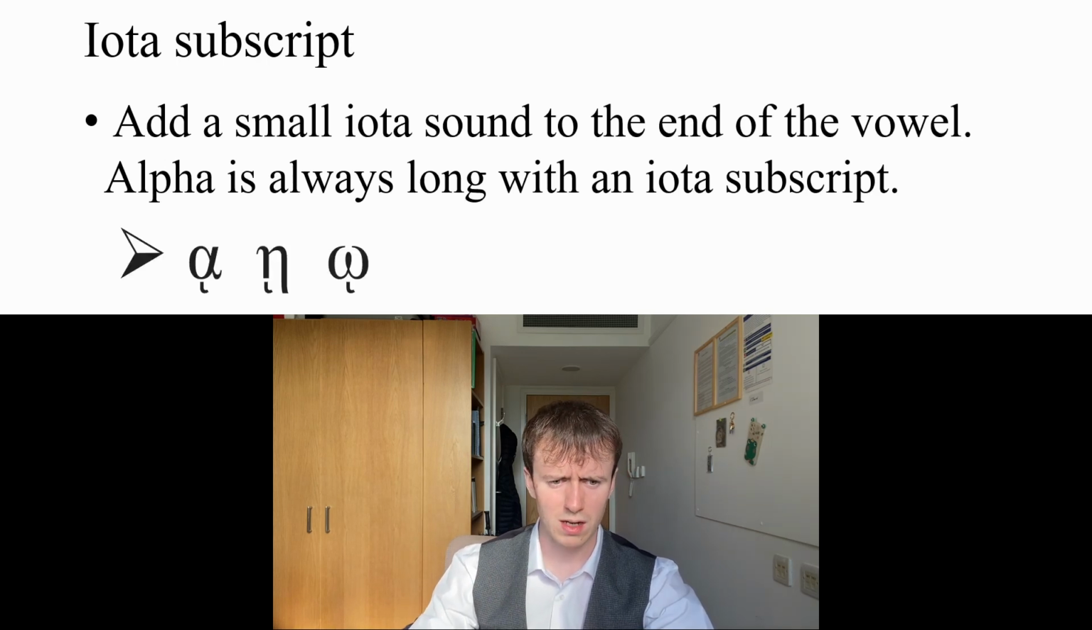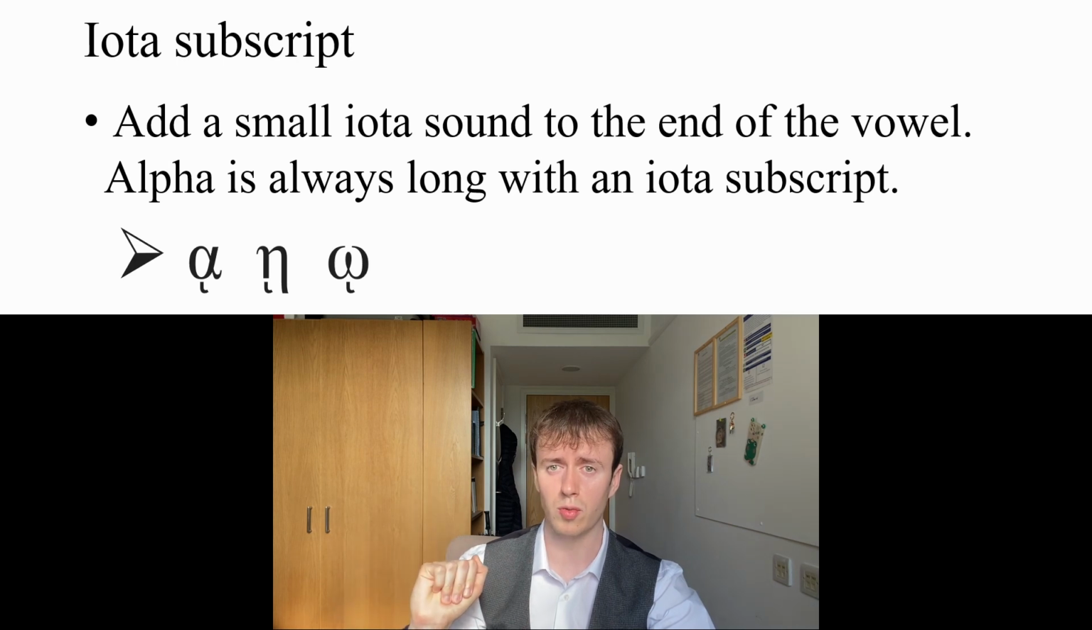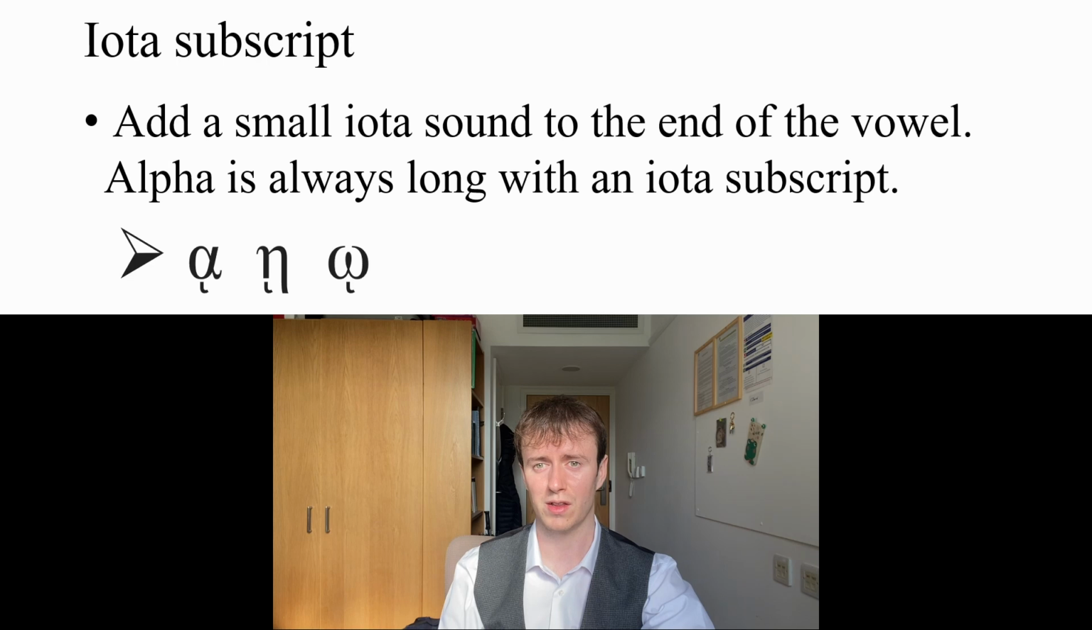So, let's look at these vowels again. Here you have alpha with an iota subscript, so alpha must be long, that means it must be r, but we must also add the small iota sound to the end of that vowel sound. So it will be I. Eta with iota subscript would be a. Omega with an iota subscript would be oi.